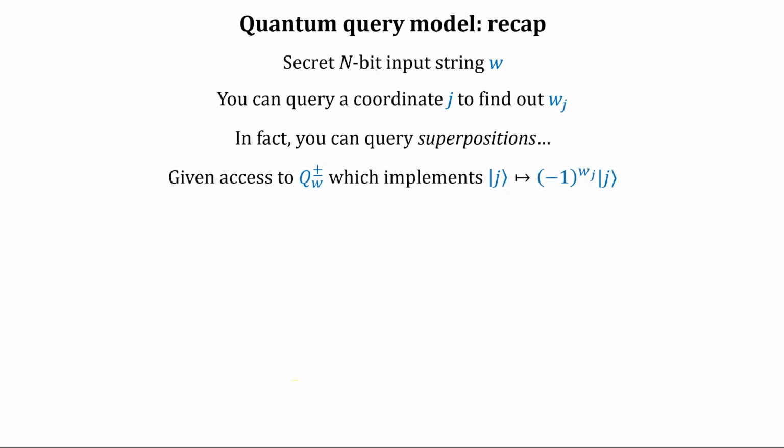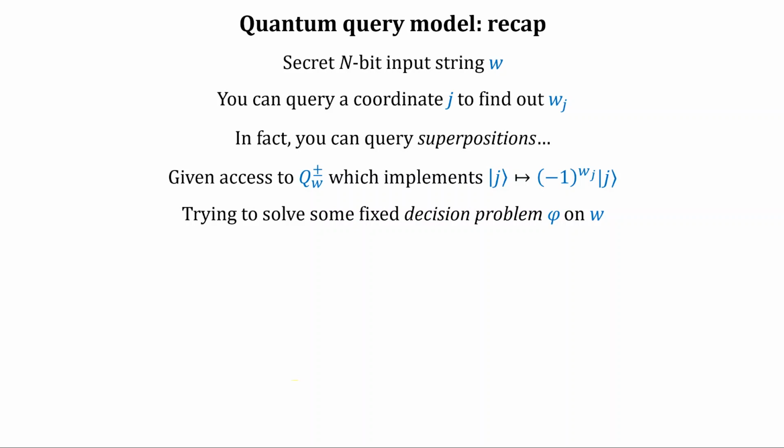And precisely what that means is you're given access to some Q sub w, plus or minus, which implements the quantum transformation that takes a coordinate ket j into either plus or minus ket j, and that plus or minus is depending on whether the jth coordinate of the input string, w, is 0 or 1. Okay, so it negates the jth ket amplitude if and only if the input string has a 1 in the jth coordinate.